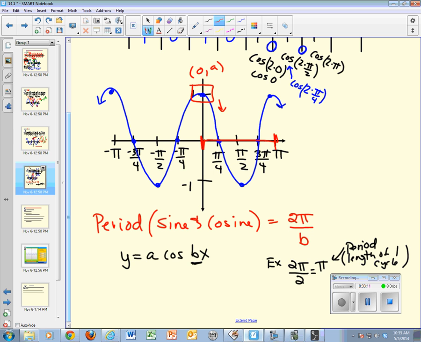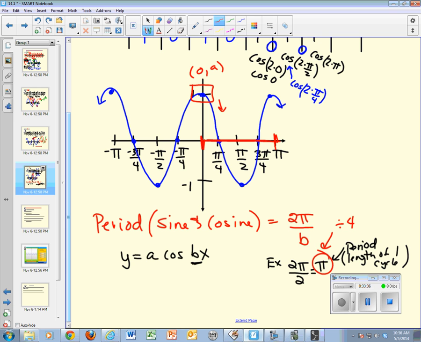And what we're looking for in each of our graphs is to have 2 of these cycles to make it super easy for us to graph. So we find that pi, that period, and then we divide it into 4 because we want 4 different parts here so that we can get our max, our min, and our x-intercepts in the middle. And we'll go through another example of that in a little bit.